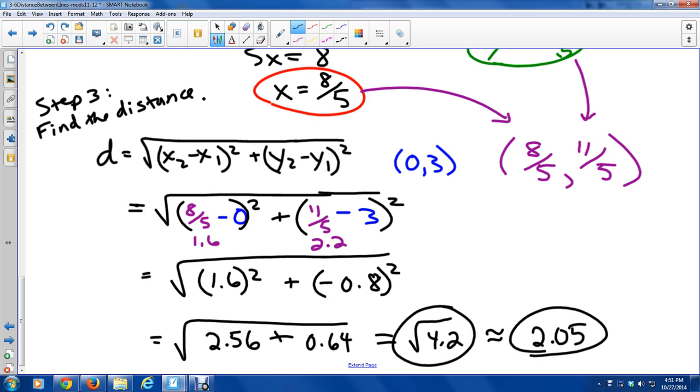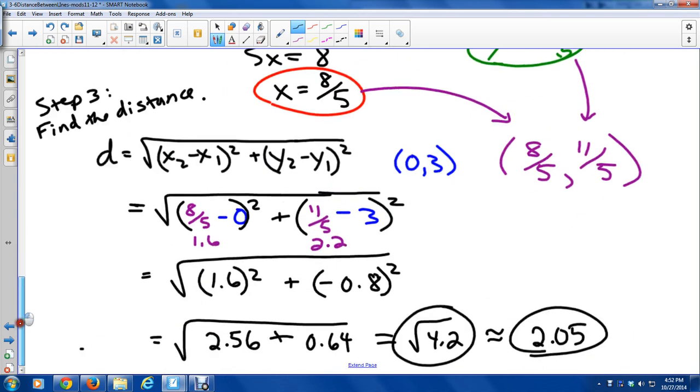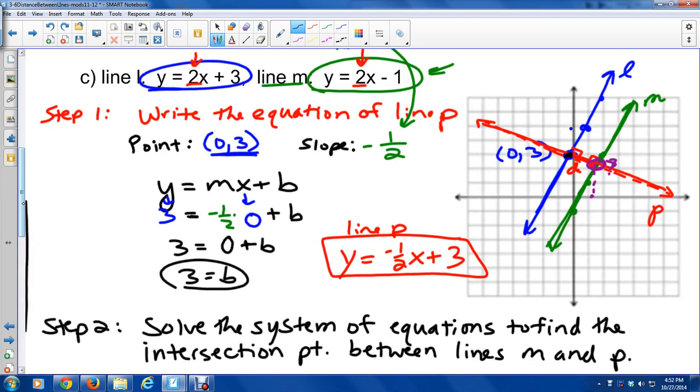Okay, just a quick recap. Steps 2 and 3 should look very similar to the problem where we were finding the distance between a line and a point, because I'm solving a system to find a point and then plugging in my distance formula. Step 1 was actually a little easier than the other problem because I only had to write one equation of a line. I already was given an equation of line L and line M. So we wrote the equation of line P so that we could then solve the system between P and M and find this point right here. That ended up being our 1.6, 2.2. And that's the point that I ended up plugging into my distance formula with my original 0, 3 that I chose.